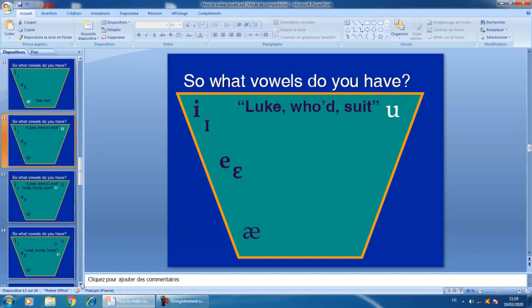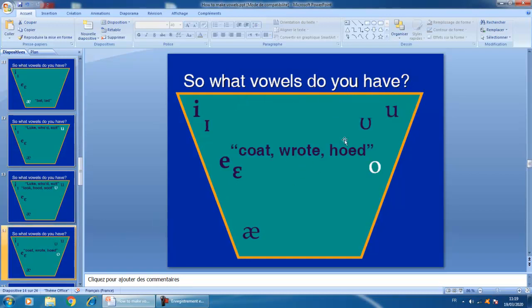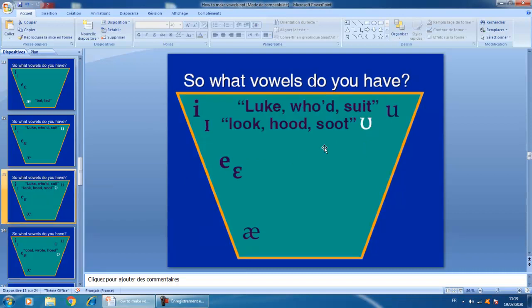Now this U, which is long, corresponds to its short U here. In words suit, hoot, look. Don't say look, it's to look. Hoot, suit. But this is luke, hoot, suit. This is U and this is U. But both of them are back vowels. And both of them are high vowels here.